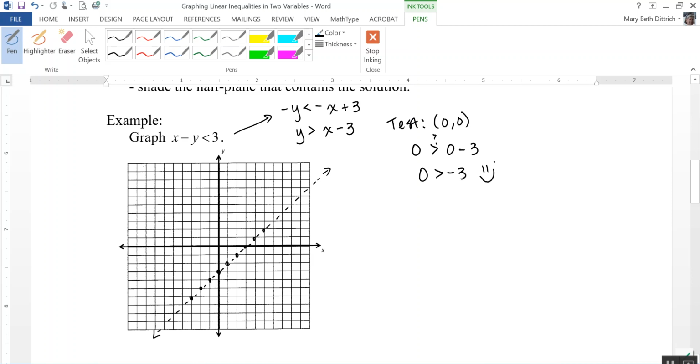Indeed it is. So here's where the point 0, 0 is. So I want to shade the side of the boundary line that contains that point. If 0, 0 did not work in the inequality, then I would shade the other side of the line. So what does this mean? That means that every point in this shaded region works in this inequality, whether it's written like this or as we rewrote it so it looks like slope-intercept form.